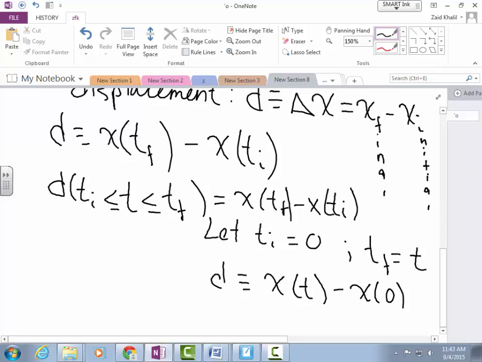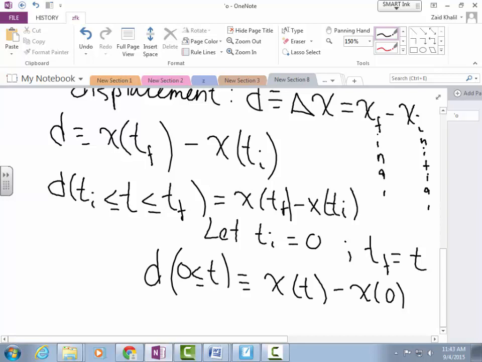And so there we have it. Now we can write it in a more simple way, and we can say, okay, that our displacement, if we call ti 0 and call tf t, our displacement goes from what to what? What time period? It's over what time period? From 0 to t. And so that's nice. That's easy, right? It's very easy to see. Okay.